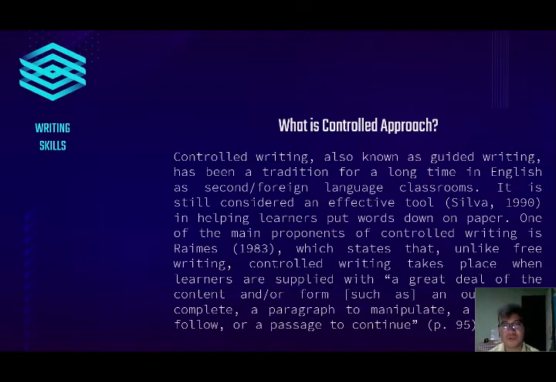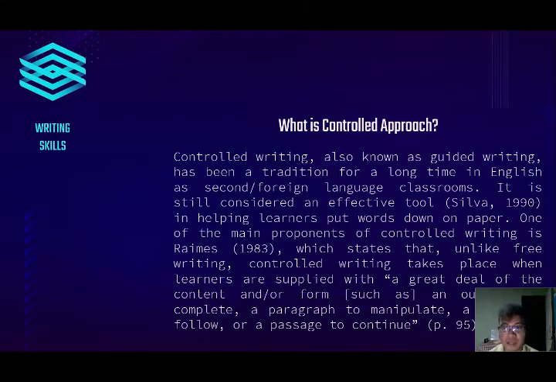So what is a controlled approach? Controlled approach and controlled writing is also known as guided writing or guided approach, wherein there is a tradition for a long time in English as a second language classrooms that allows the students to exercise and practice their skills. It's still considered an effective tool, according to Silva in the 1990s, in helping learners put words down on paper. There is also a proponent of this named Raimes in 1983.